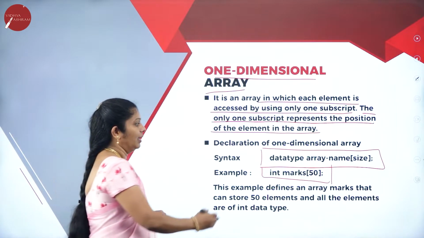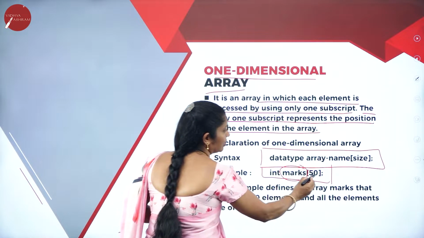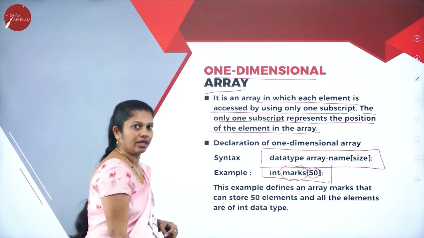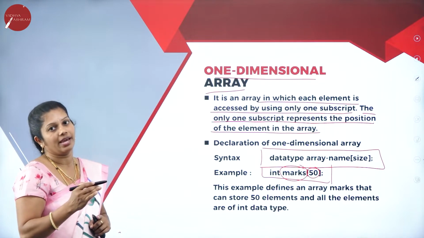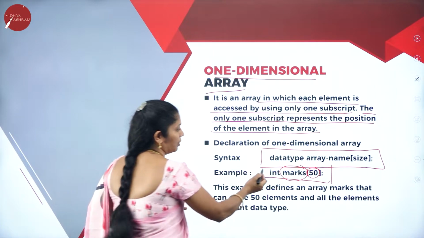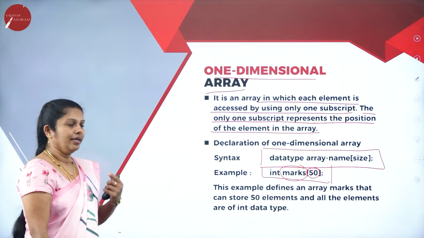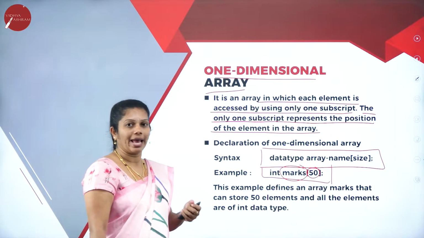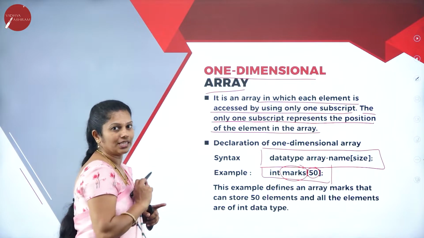It means that int is the data type, marks is the array name. The size here is given as 50. It means that it will allocate 50 memory spaces, all 50 memory spaces of type integer only. It means that we can access each element by using only one subscript.